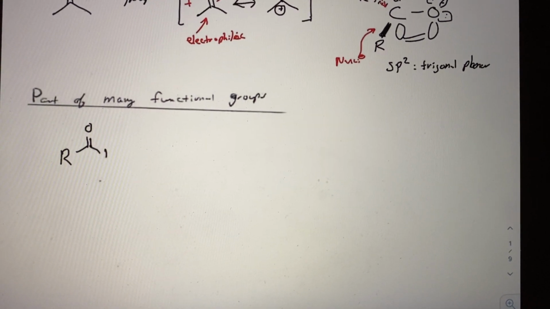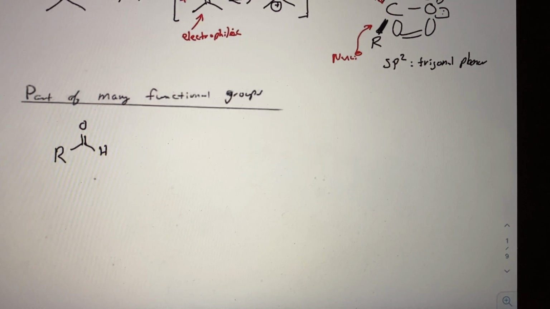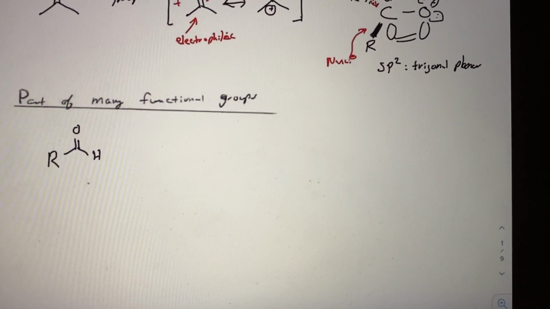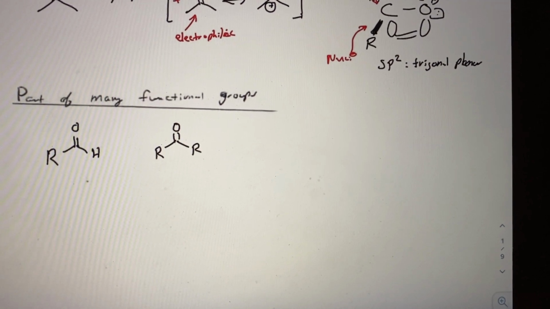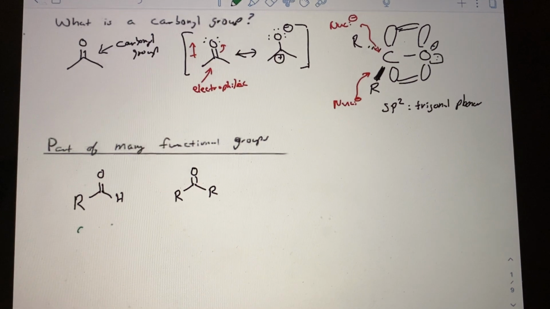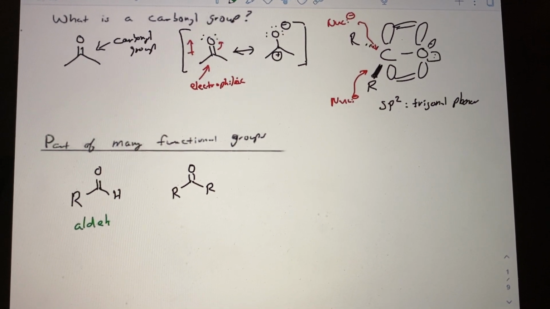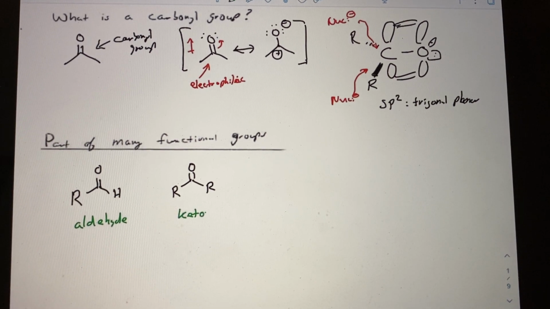So let's have a carbonyl group with a hydrogen on one side and an R group, which is some carbon-containing group on the other side. And then let's look at one more here that has a carbonyl group sandwiched between two R groups. It's not a hydrogen. So this side is our aldehyde, and this is an example of a ketone. So I'm going to use that language.